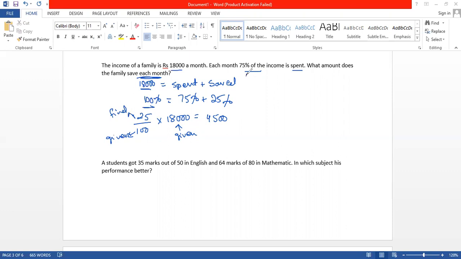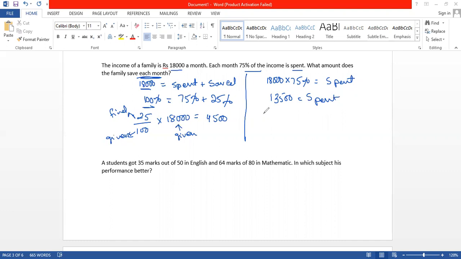The other way is that you know that the income is 18,000. And they have told you that 75% of the income is spent. So that means 75% of this amount is spent. So you can first calculate that amount that is being spent. So 18,000 multiplied by 75%. So if we do this calculation, 75% times, it means this is the amount that is being spent.